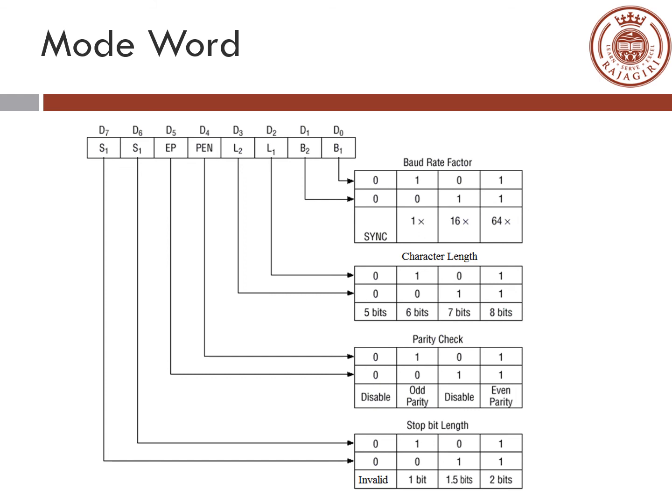There is EP, which specifies even parity if it is 1, and 0 means it's odd parity. PEN means parity enable. So again, the bits are decoded and shown as disabled parity checking, odd parity, even parity, and disabled parity checking. The start and stop bit lengths are given by the last 2 bits. So we can have 1 bit, 1.5 bits, or 2 bits.